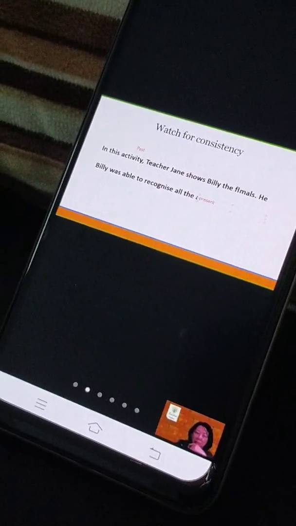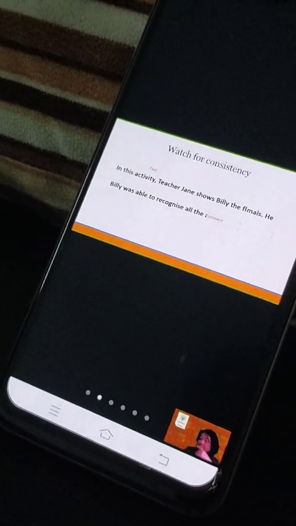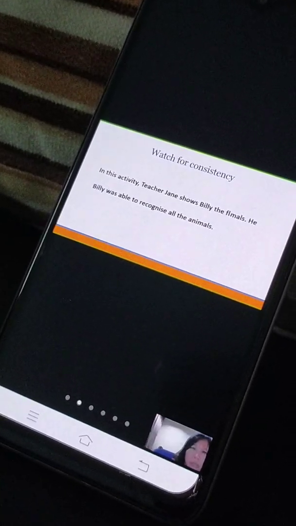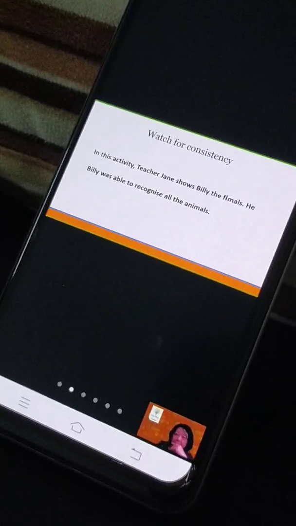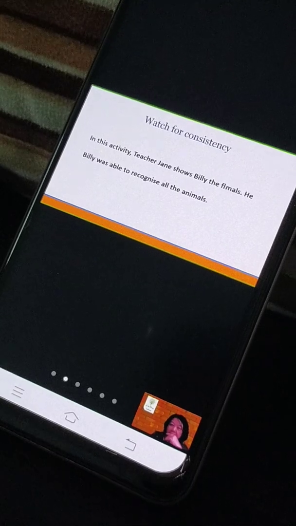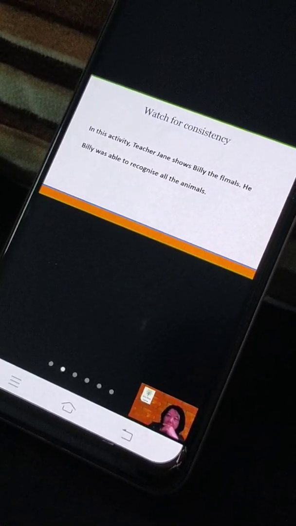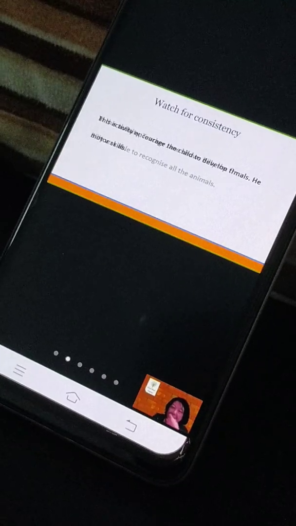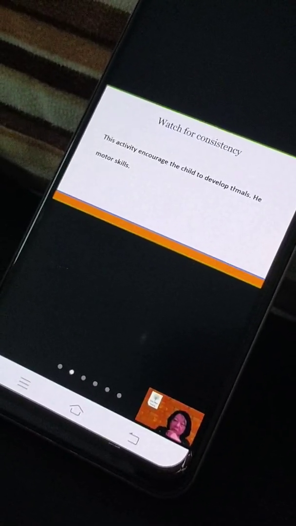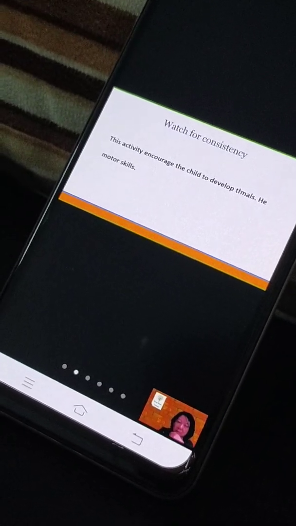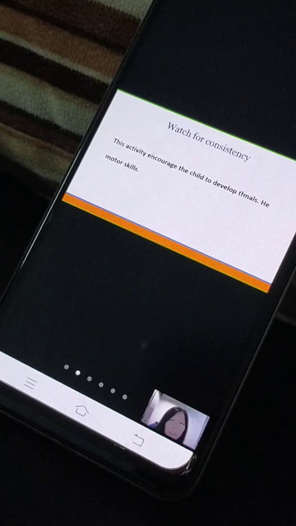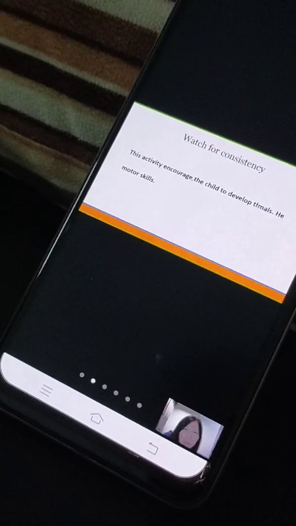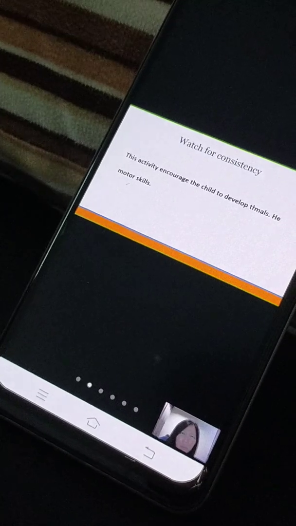Able to recognize all the animals. Same thing, but this case is the opposite. The first sentence is present. The second is past tense, but there is also an issue of singular and plural. Plural. Billy was... This activity encouraged the child to develop their fine motor skills. Encouraged the child. Up to you whether you use past tense or present tense.